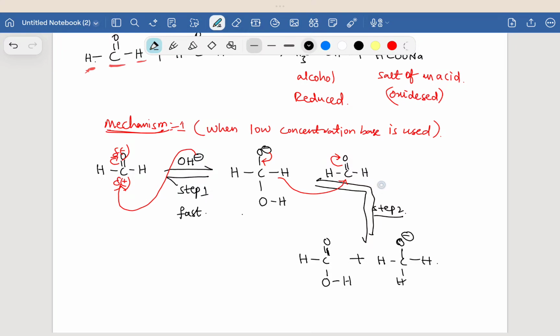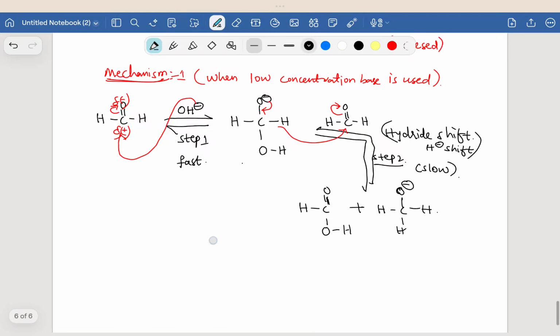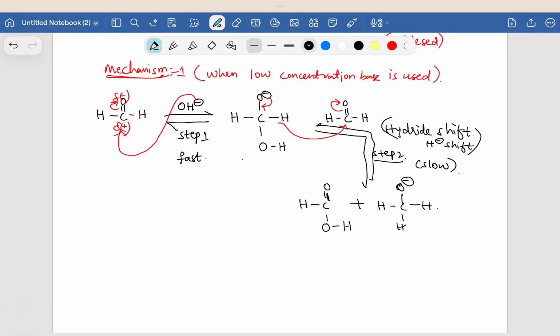Here what took place? Hydride shift. H minus got shifted. Hydride shift took place, H minus shift, hydride ion. Okay, in second step, and this is the slow step, which means we know slow steps are the only rate determining steps. It will determine the rate of the reaction and order of the reaction.